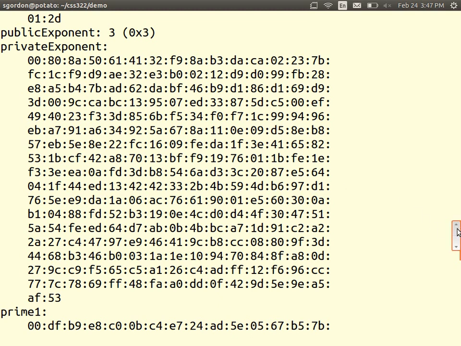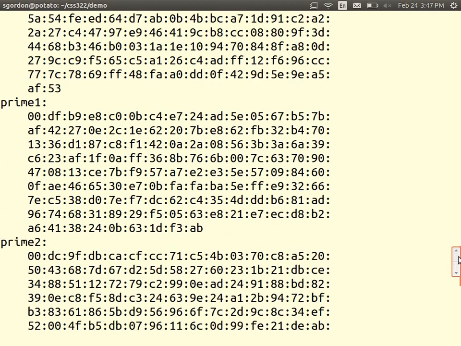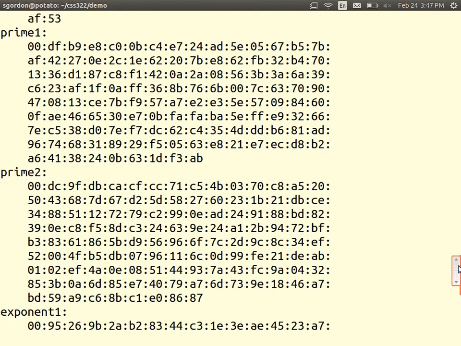And actually it stores, mainly for performance reasons, some other values. The primes, p and q, prime 1 and prime 2. So there are the 2 primes that were used. So it generated p and q, it calculated n, the totient of n, and found e and d.